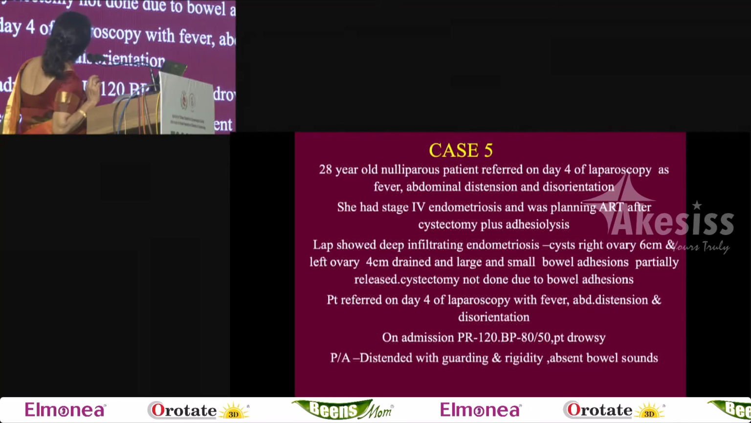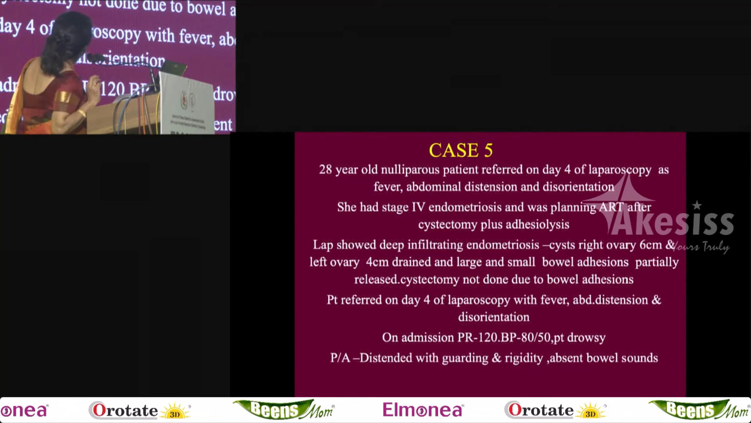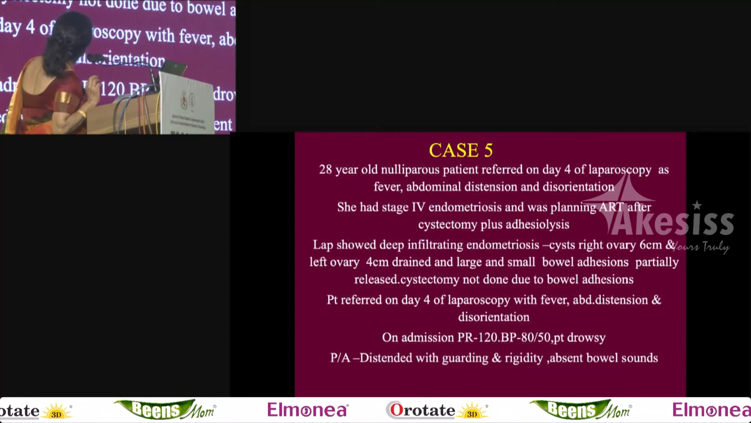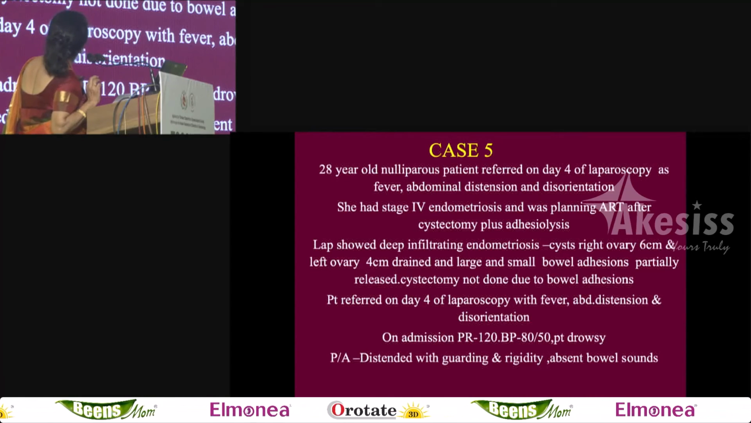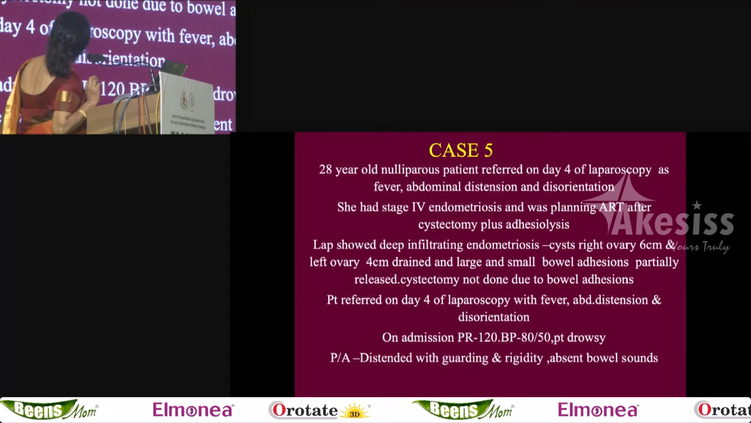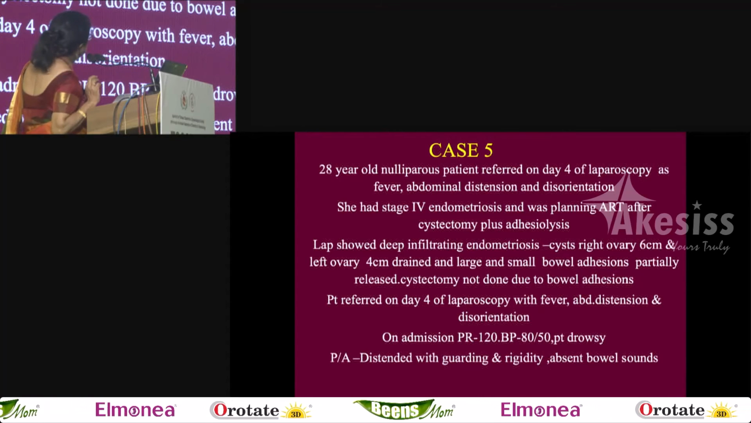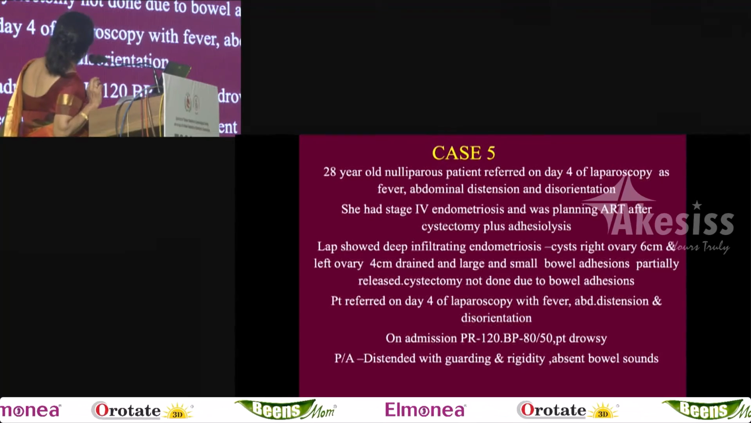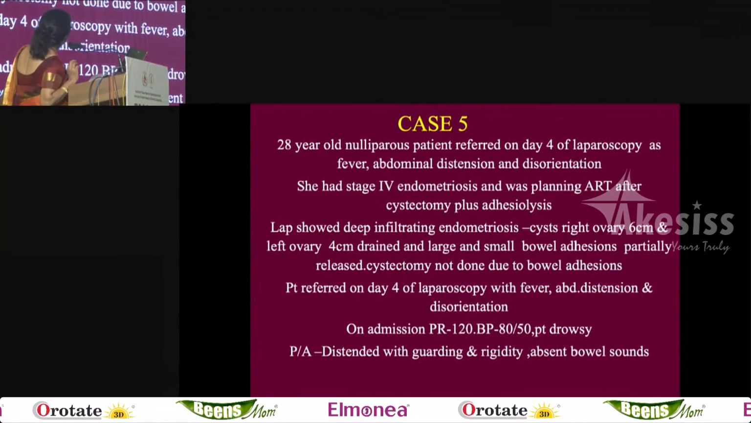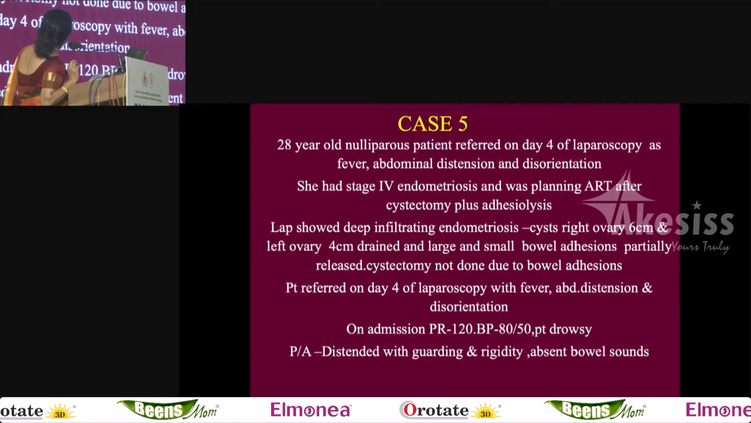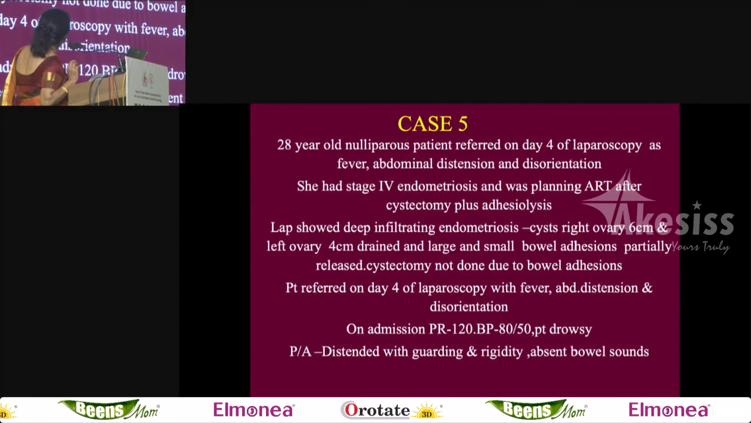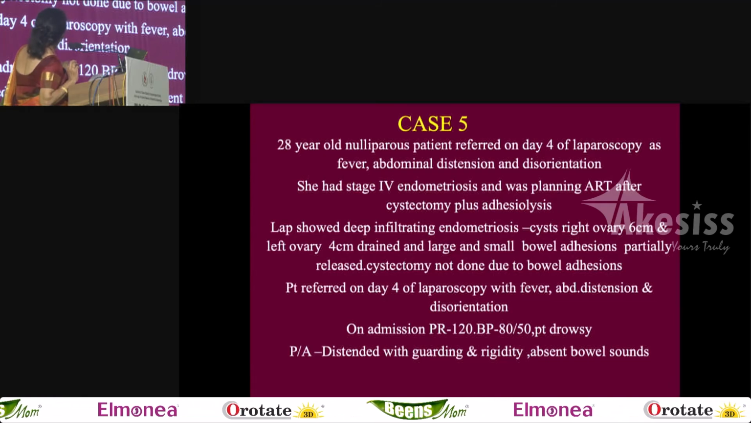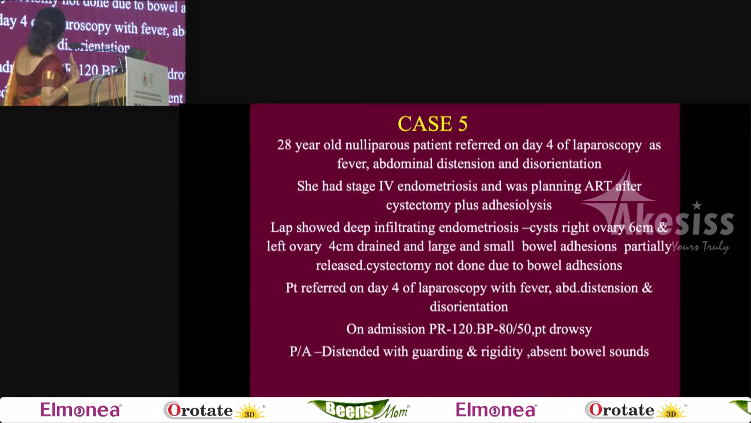The reason they did that was because she had stage 4 endometriosis and they were planning an ART in that center. When they did it, they did a cystectomy and some adhesiolysis. After that, their lab showed deep infiltrating endometriosis like yesterday's cases, I guess. Cysts, right ovary 6 centimeters, left ovary 4. They drained it. Large and small bowel adhesions were partially released. They could not release everything. Cystectomy was not done. They could only aspirate.